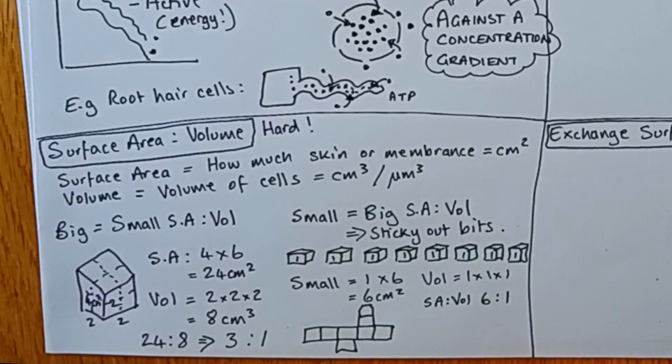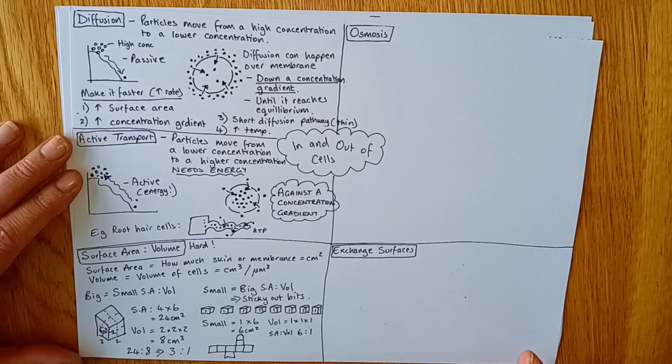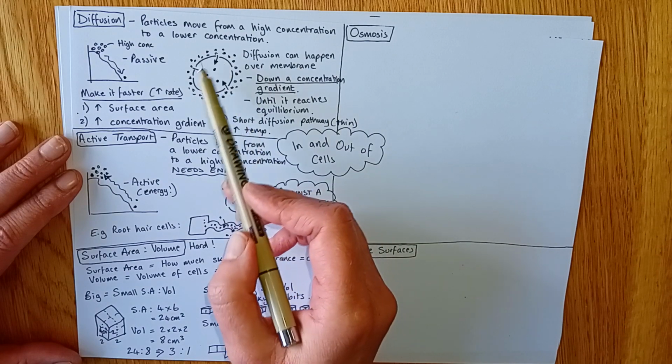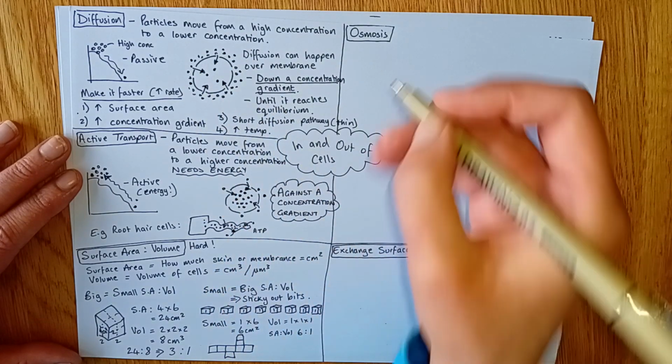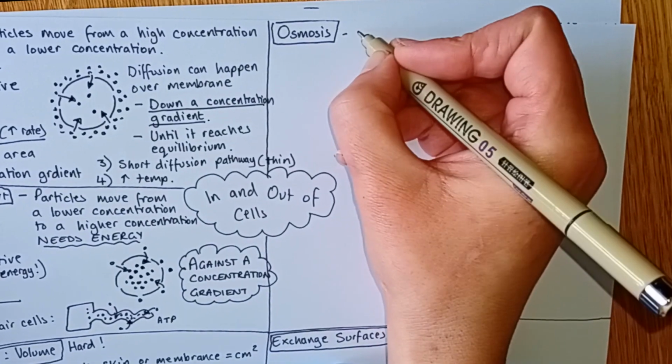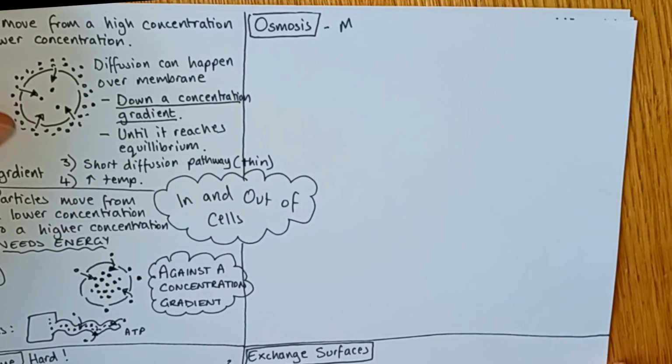All right, tricky. On to the big one then, osmosis. And osmosis is just diffusion going from a high concentration to a low one, but it's just the diffusion of water. So it is only the movement of water. Just let me put this so it's straight.